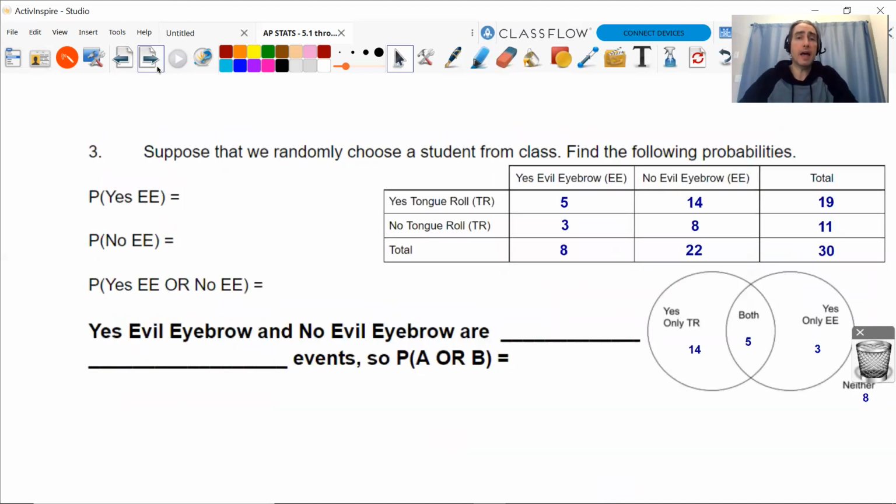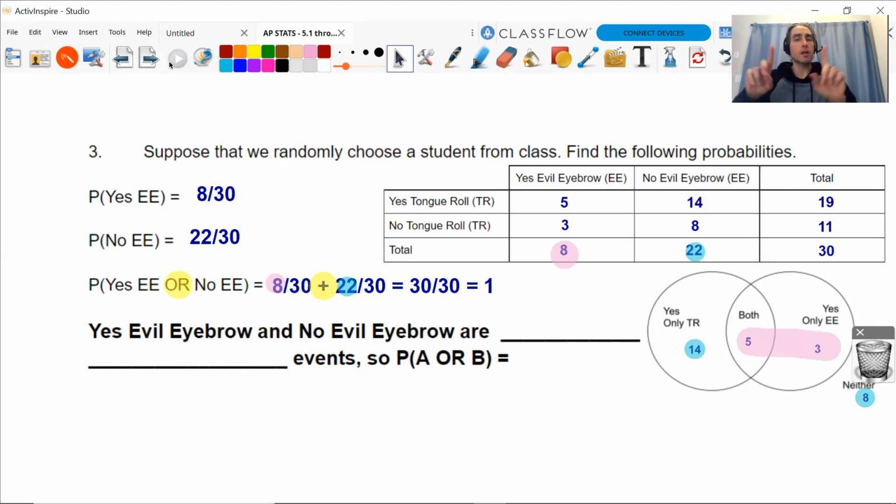So now let's take a look at choosing a random student from the class. Let's find some probabilities. The probability of yes EE, we did that before. That's going to be 8 out of 30. The probability of no EE, no evil eyebrow, that's the 22, the remainder, out of 30. And notice that those both give you 1. They add to 1. There is no overlap. These 5 and 3 are separate from these 14 and 8.